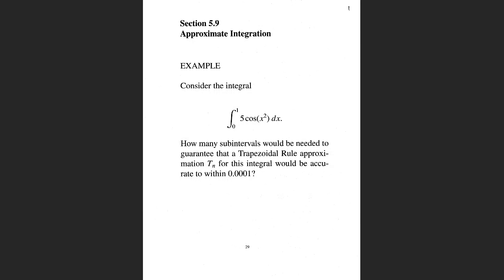Okay, so we're doing another example from section 5.9, just to add to the variety. In this case, we have an integral that we cannot get the antiderivative for. And we want to know how many subintervals would be needed to guarantee this time that the trapezoidal rule approximation would be accurate to within 1/10,000th. So let me give you a moment to copy the example down, and then we'll look at the solution.